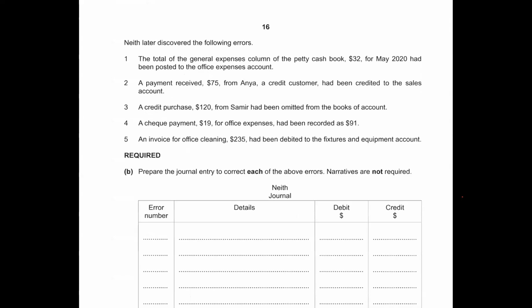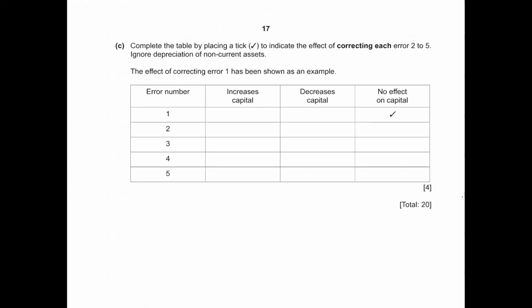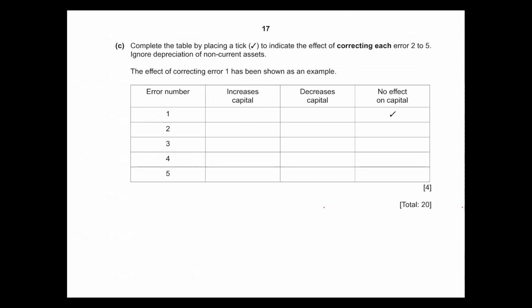Let's see what happens to error number 1. You can remember what we did with error number 1. We debited the general expenses account and credited the office expenses account. When we did that, was there any effect? We are supposed to show where the effect was. Did it increase capital, decrease capital, or have no effect on capital? Transaction number 1 had no effect.